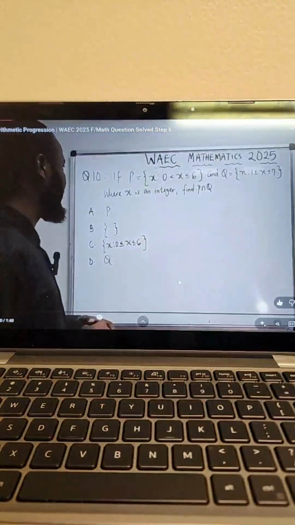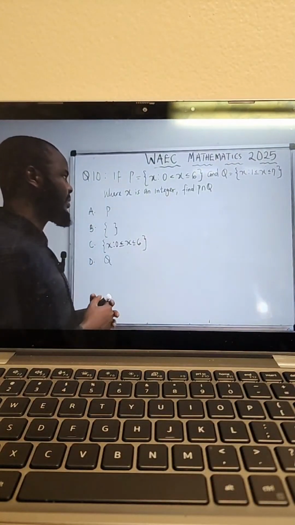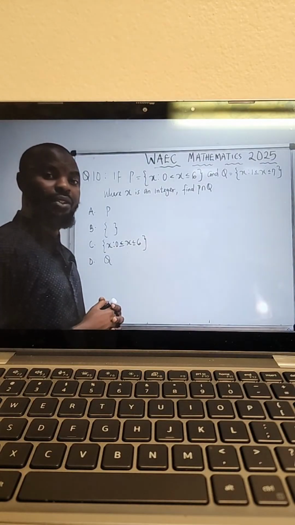This is question number 10. It says, if P is this and Q is that, where x is an integer, find P intersection Q.